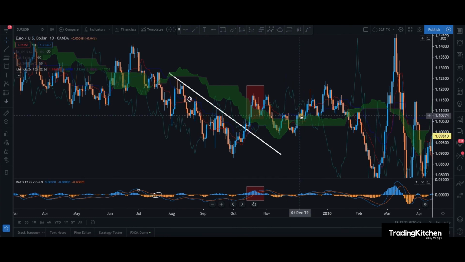That's it. That's everything I need to say about MACD. I don't use it for trigger. I don't use it for entry confirmation. I just use it to have a confirmation about the trend.